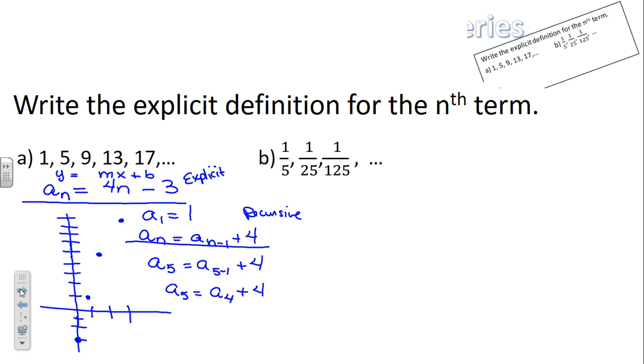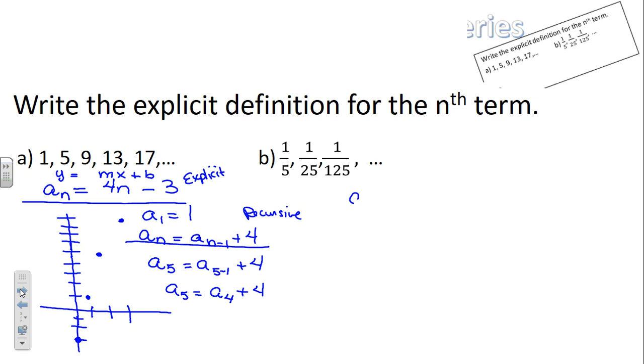All right, so we're ready for letter B? What do we notice about letter B? It's geometric, right? Everybody is changing by a multiple of something. Multiple of 1/5. Okay, our first term is 1/5. Our second term is 1/25. Our third term is 1 over 125, right? And so on. Okay, 1 over 625, and so on.